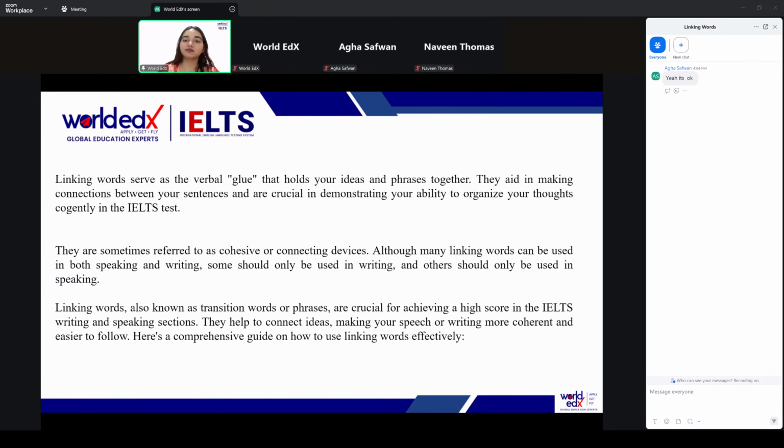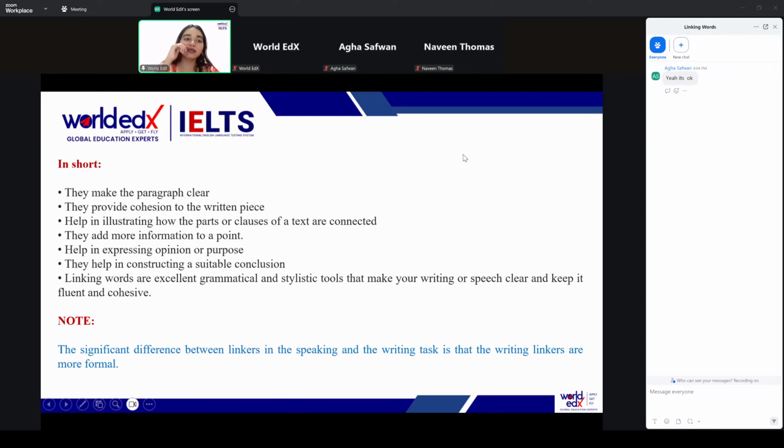are important. All right. So if I have to shorten it for you and tell you the exact reason why linkers are used, the first is they make the paragraph clear. It does not really have to be restricted to paragraphs only. It makes your speech clear. It helps you to provide cohesion and coherence in the writing task.